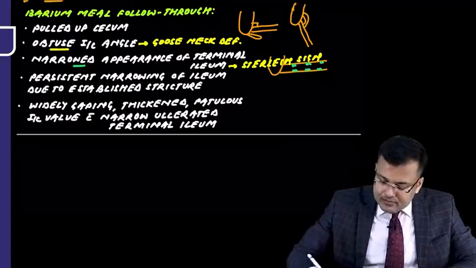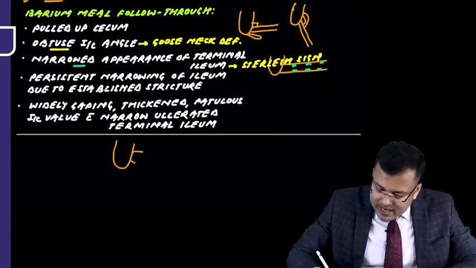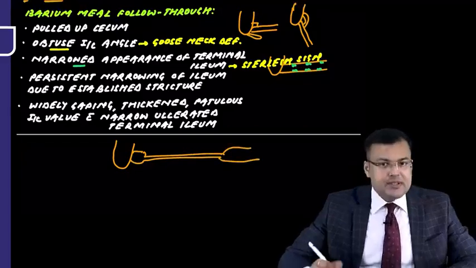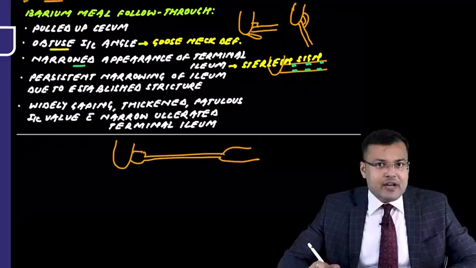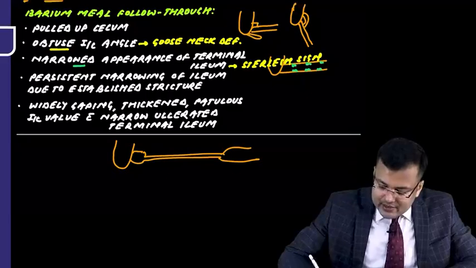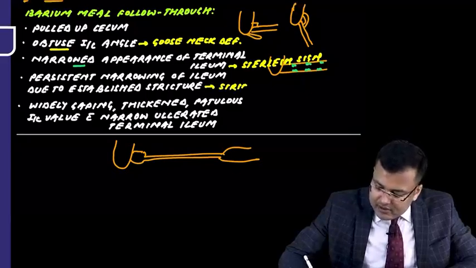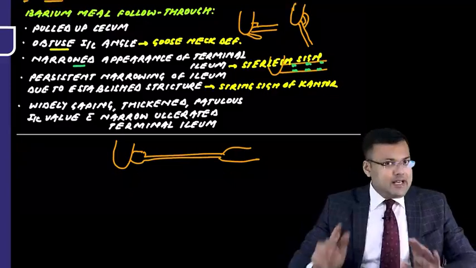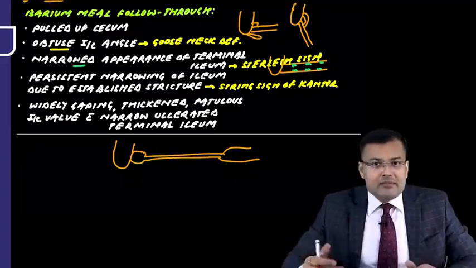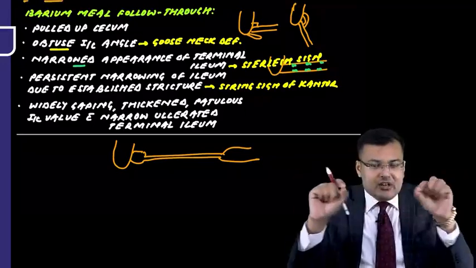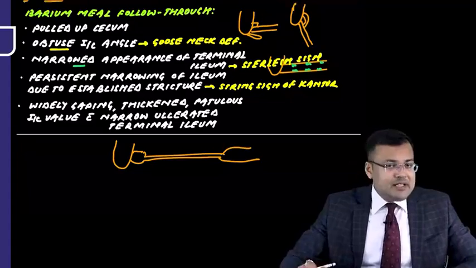Sometimes there is an established stricture. If there is an established stricture, you can see persistent narrowing of the ileum, and this persistent narrowing is known as string sign of Kantor. So any patient who has ulcer in the terminal ileum can have Stierlin sign, and any patient who has stricture in the terminal ileum can have string sign of Kantor.